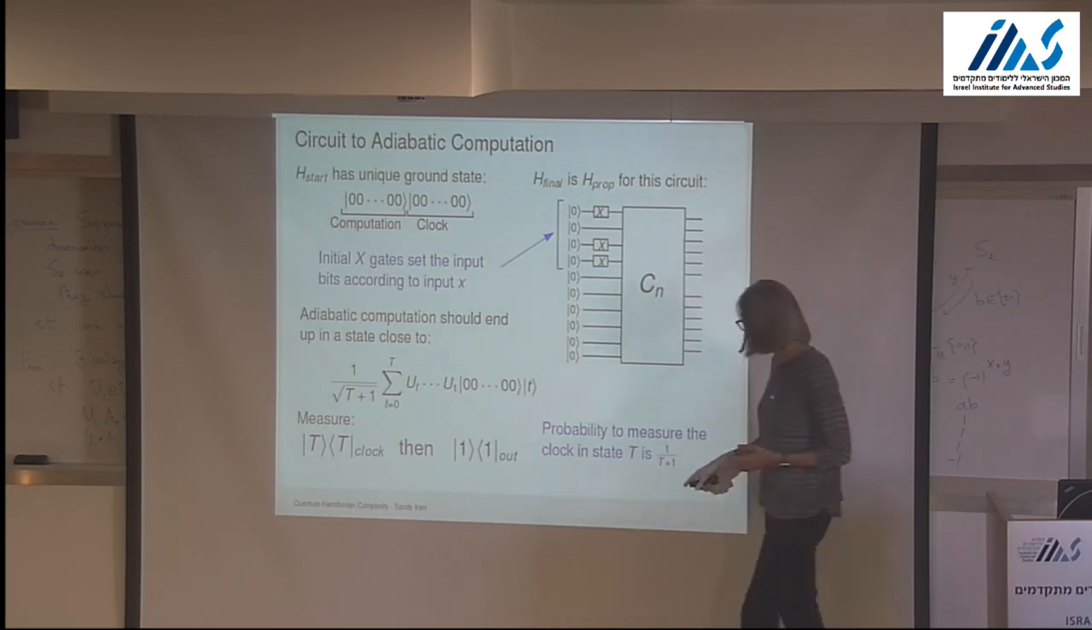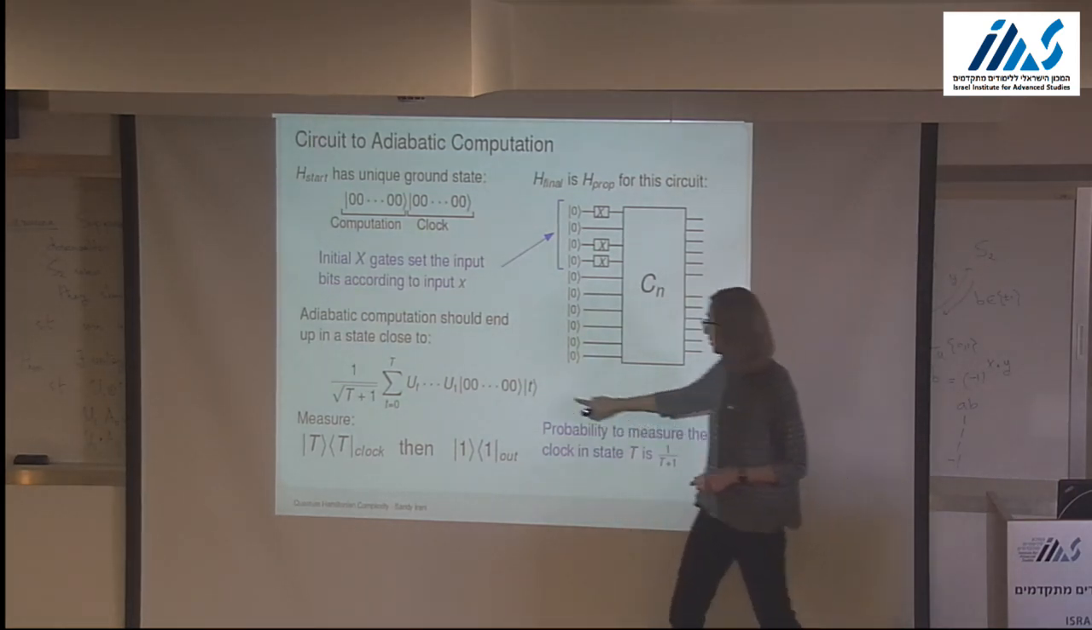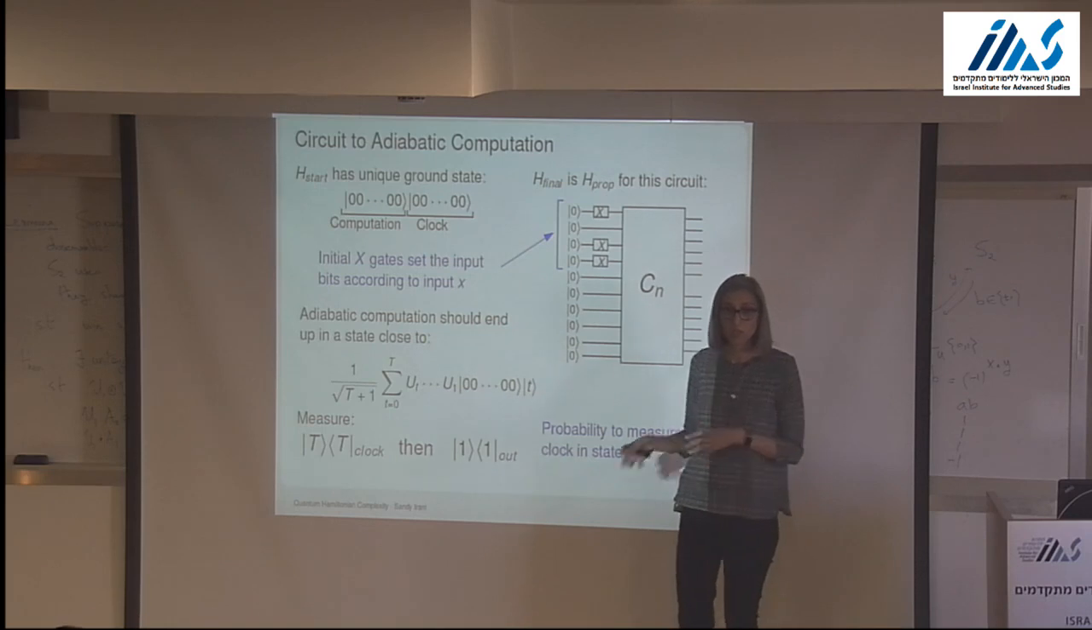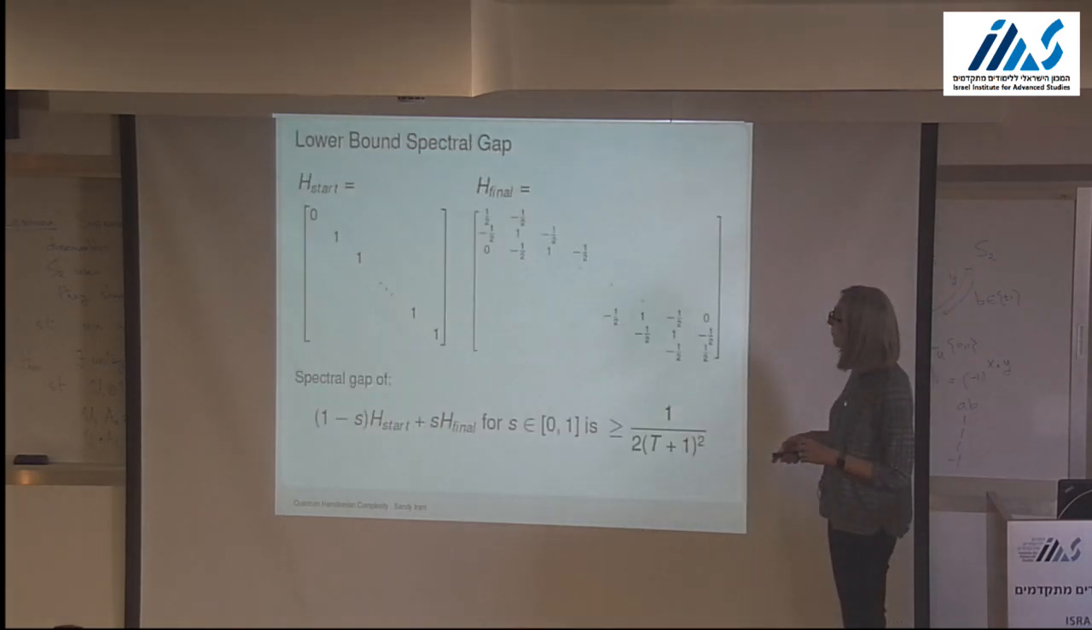And then I measure, did it accept? Now this only works with probability 1 over T plus 1, because I could measure this clock and get some other time step, in which case I don't get my answer. So it requires some repetition, but only polynomial. And there's some extra work.